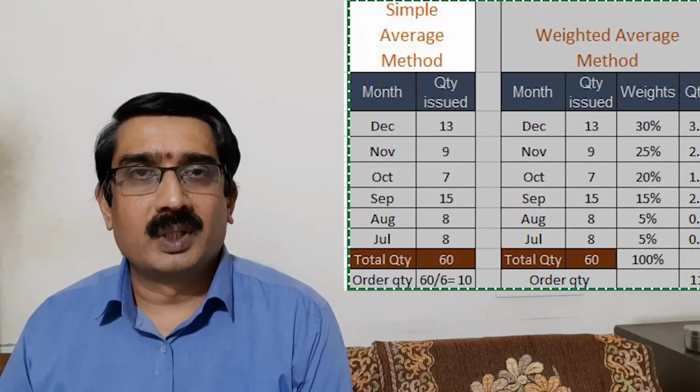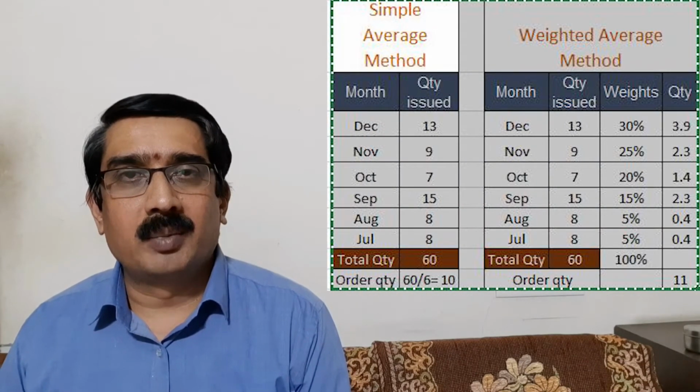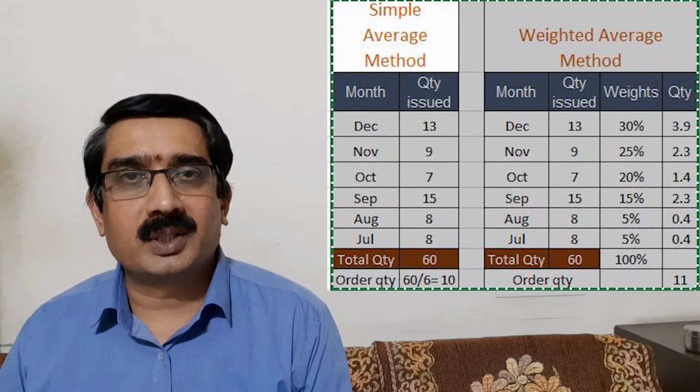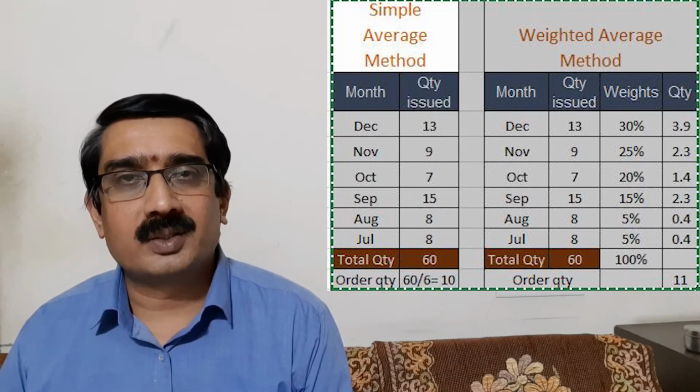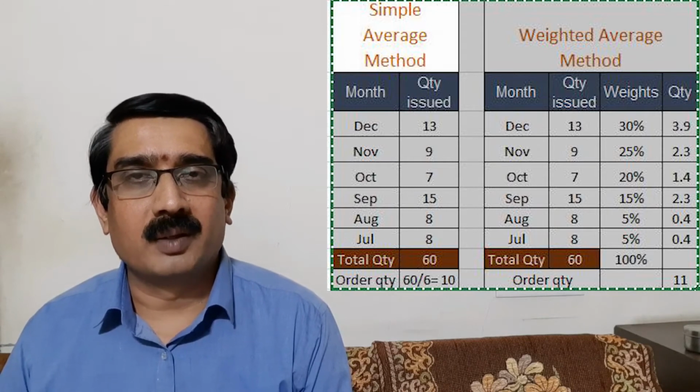Now, which are the methods? There are two methods normally followed. One is the simple average method. Another one is the weighted average method. Let us understand what difference it makes, where it can be used and all. Please go through the table displayed on the screen. In the table, I have given consumption values of the last 6 months, that is from July to December.